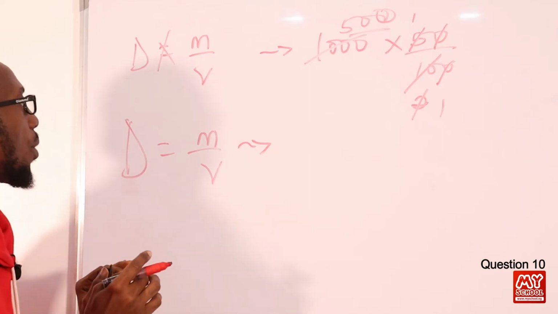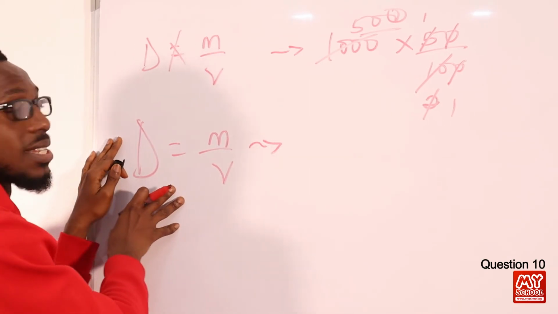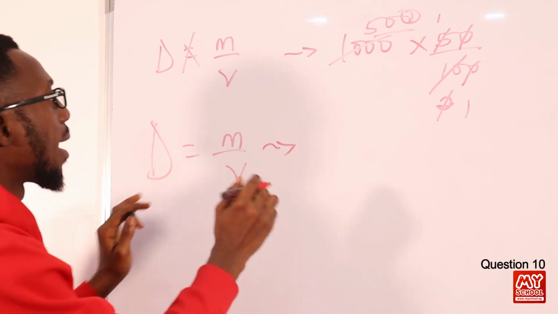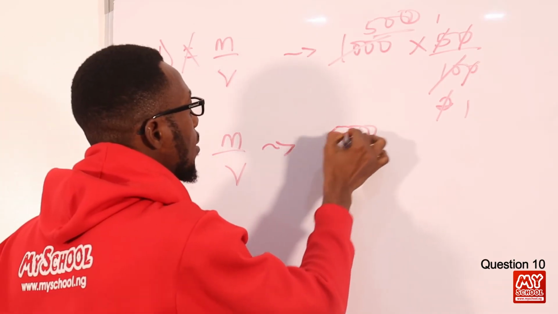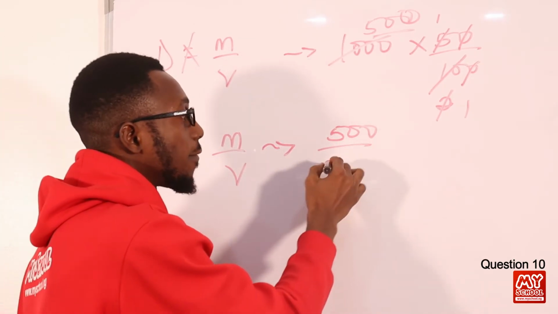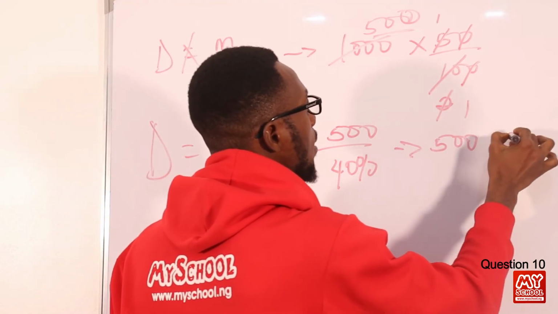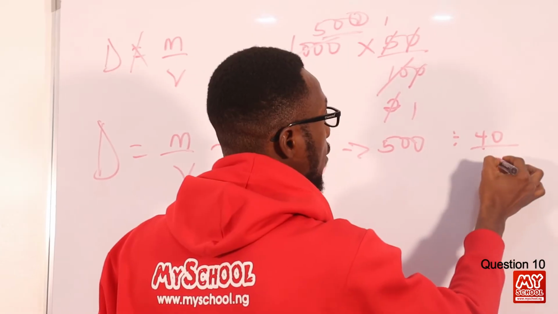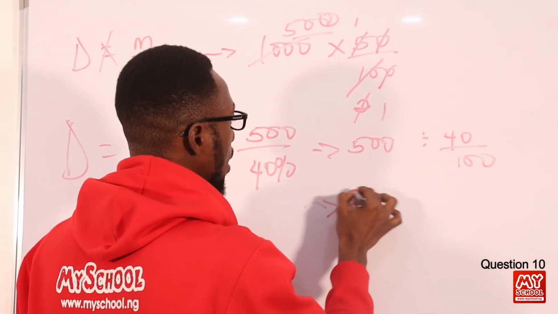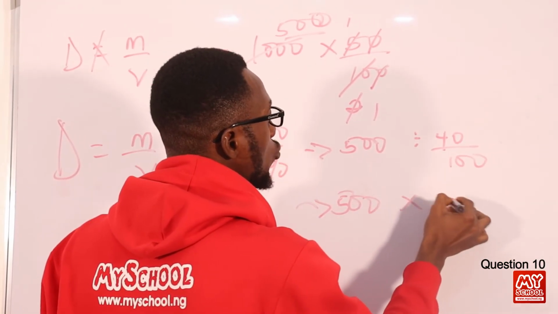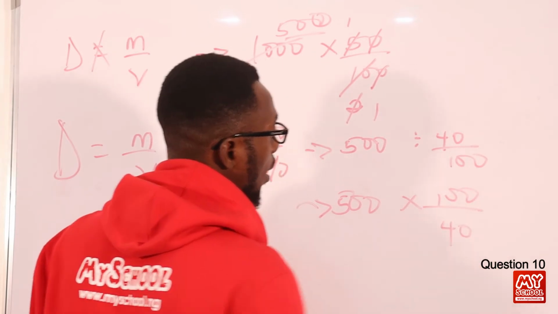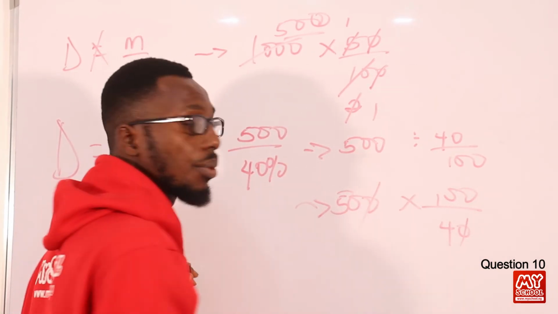Okay, so we're asked to find the density of the glycerin. The mass, we've gotten the mass as 500, over the volume, which is actually 40%. So that means 500 divided by 40%, which is 40 over 100. That is 500 times 100 over 40. So 0 cancels 0.